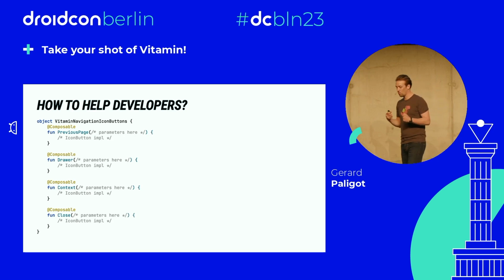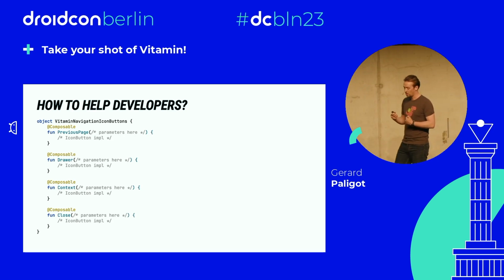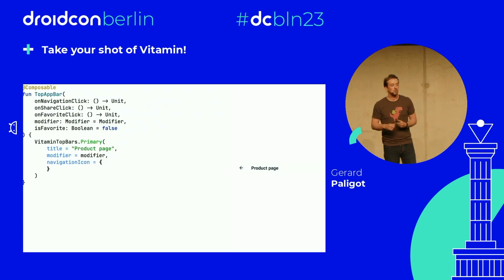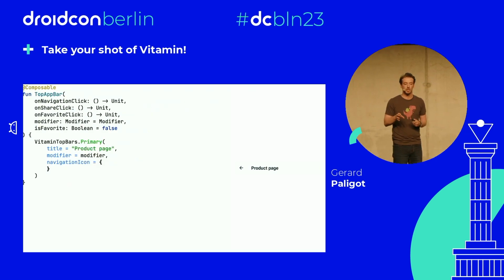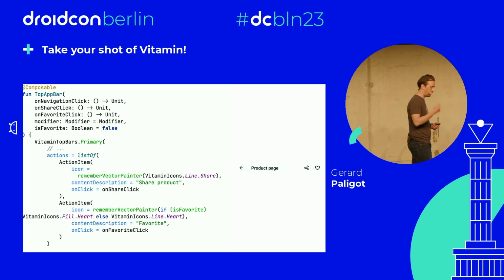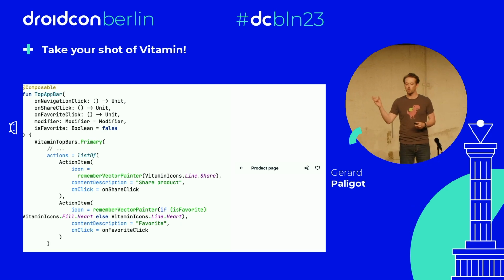And why do we do that? Because in Android Studio, when you do this kind of thing, you have the auto-suggestion of these composables. And so when we come back to our example, I can find here the context composable and display the correct icon in my navigation icon. Great. I declare here the list of actions I want to display at the right.